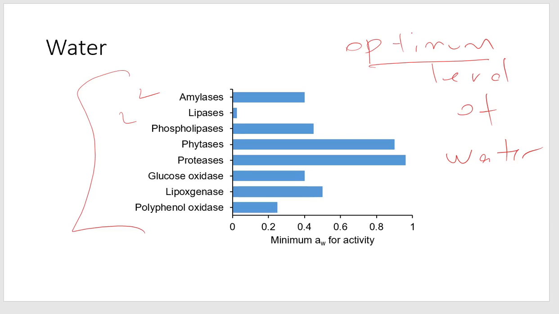As you see in this graph, some enzymes exhibit maximum activity at about 0.9 water activity. But some enzymes can remain active at very low water activity, for example lipases. So the optimum level of water changes depending on the enzyme.